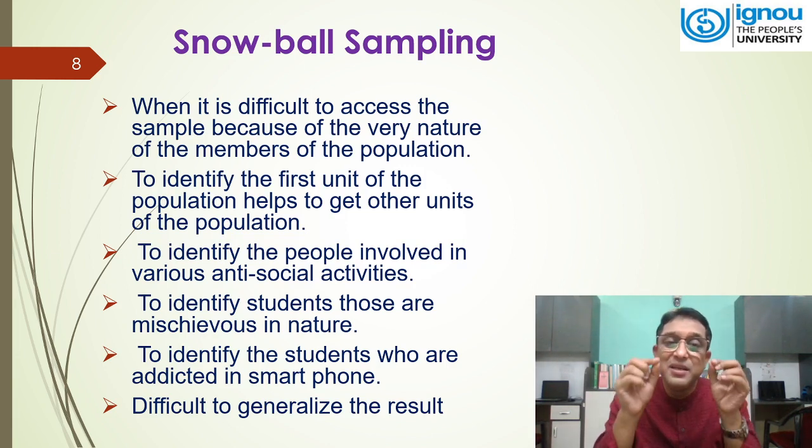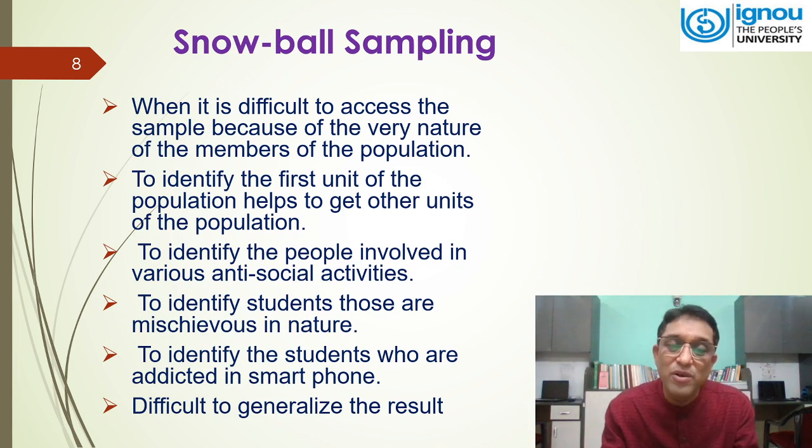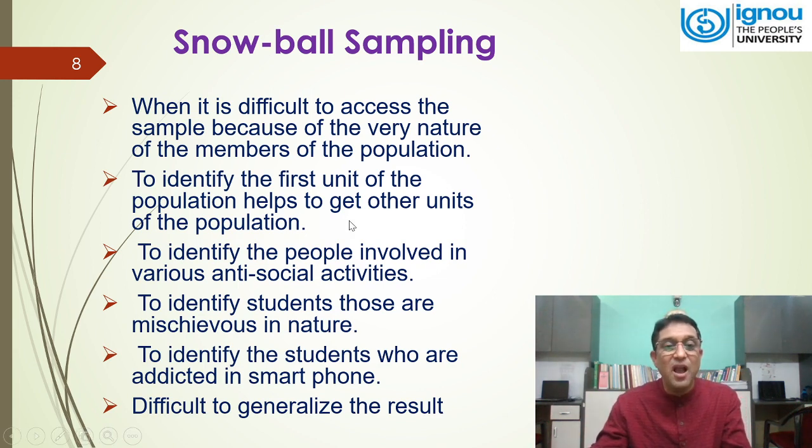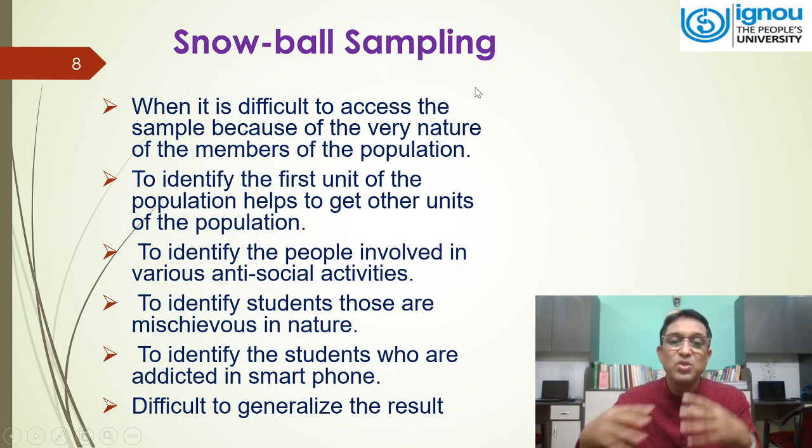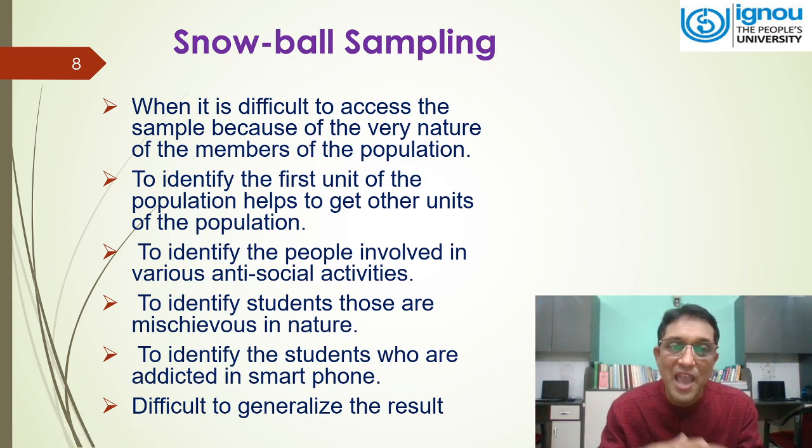So here the first technique is snowball sampling. When you are not getting a clear nature of the members of the population, you can go for snowball sampling. So let us understand how you can select a sample by using the snowball sampling method. Here you see, the very name of the sampling is snowball. Snow, ice, ball. Let me explain the concept.